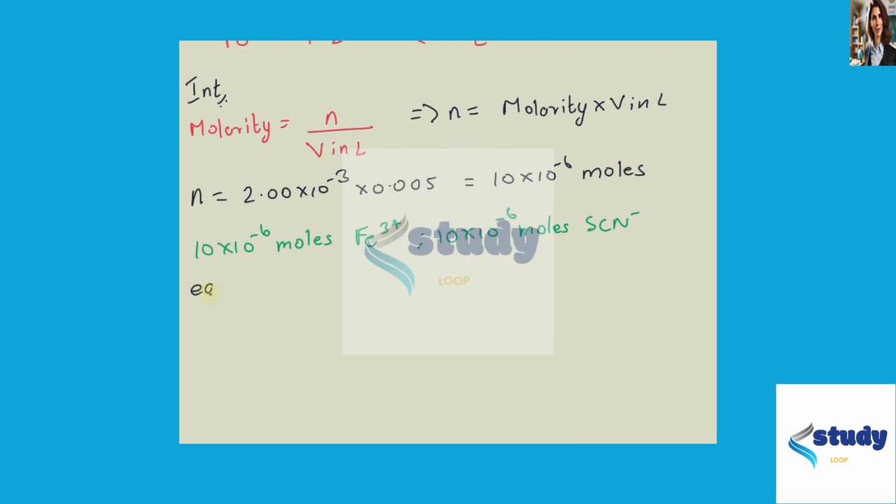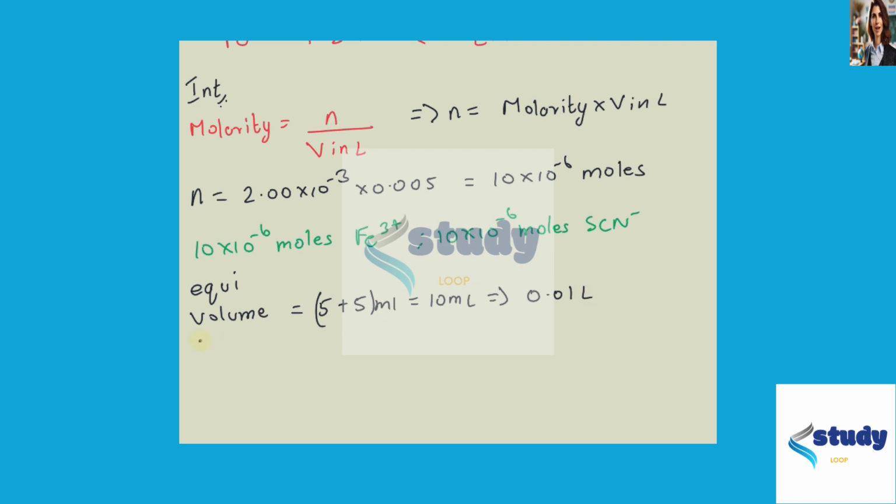At equilibrium, the total volume of the solution will be equal to the sum of the volumes of the reactants, which is 5 plus 5 ml, equal to 10 ml, and in liters it will be 0.01 liters.